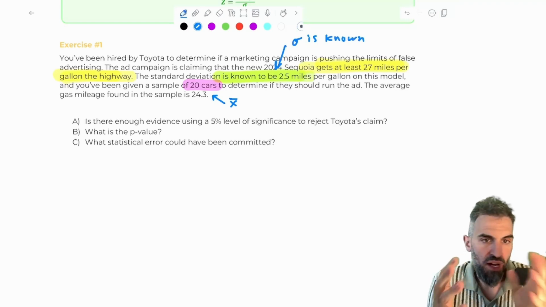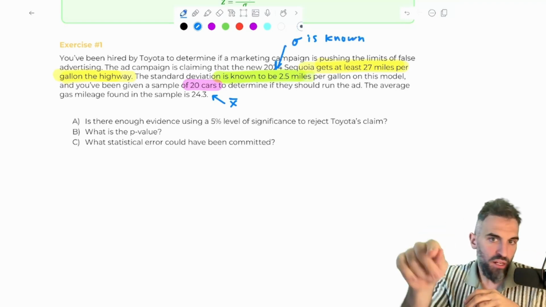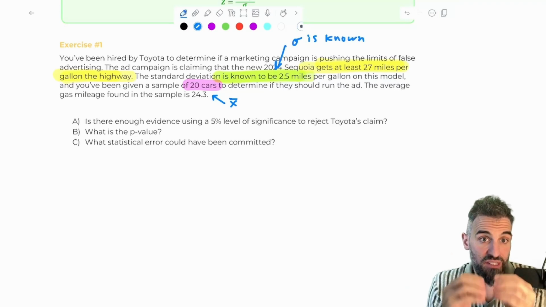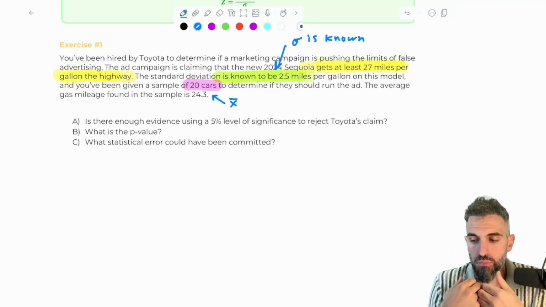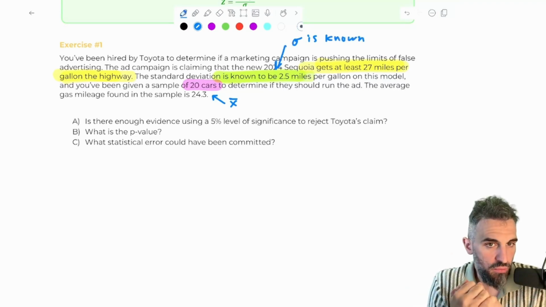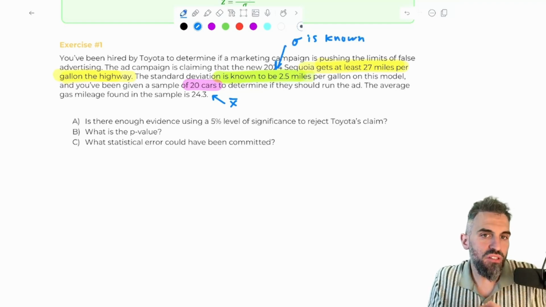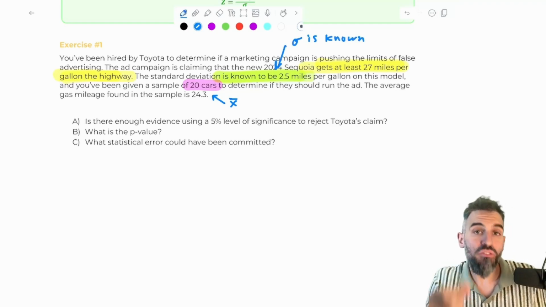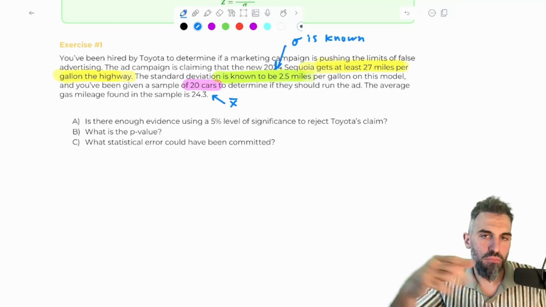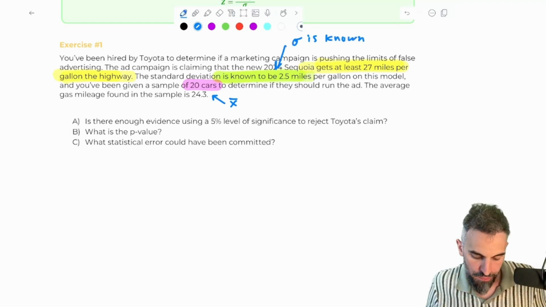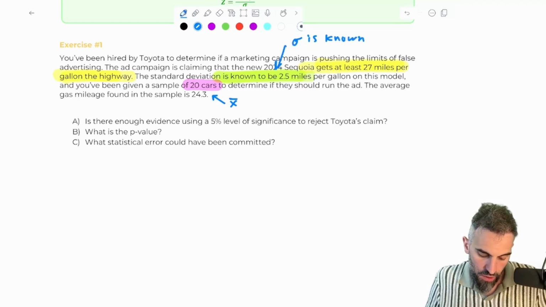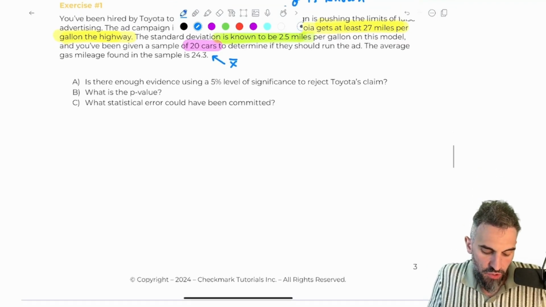You drive a black car and there was a black car parked outside my house. Okay, now that's still some evidence, but it wouldn't be enough to put you in jail. You see, just having some evidence is not enough. We have to have enough evidence. And what we're going to learn in this chapter is how to measure whether or not evidence is enough. Okay. So, is there enough evidence using a 5% level of significance to reject the claim?